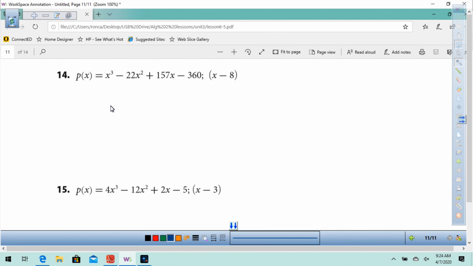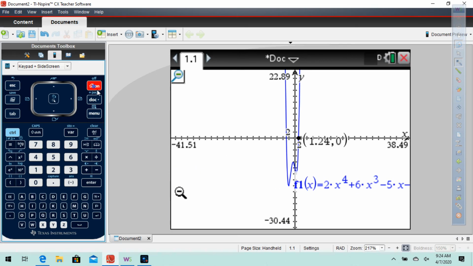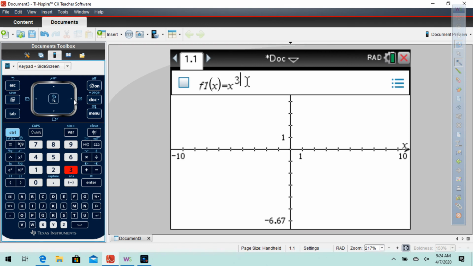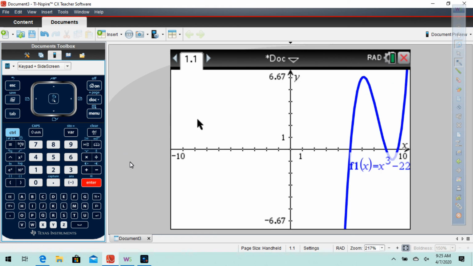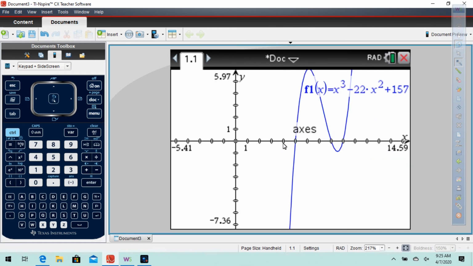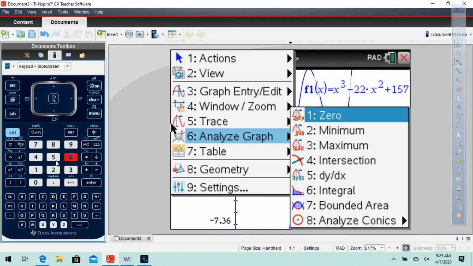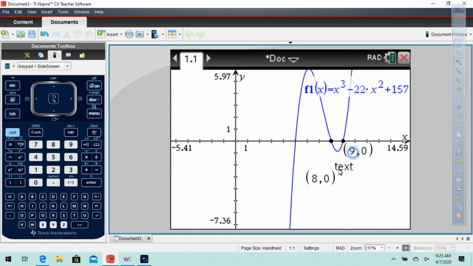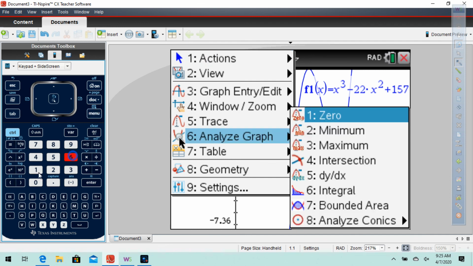Now let's do it the easy way. x cubed minus 22x squared plus 157x minus 360. All right. We're looking for it to cross 3 places. Let's see if it does that. And it does. All right. Menu 6, 1. Menu 6, 1. Menu 6, 1.